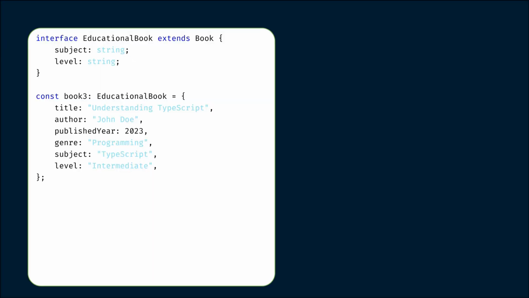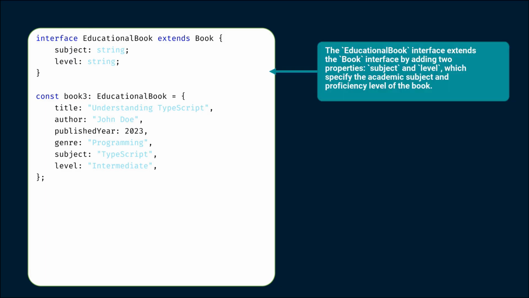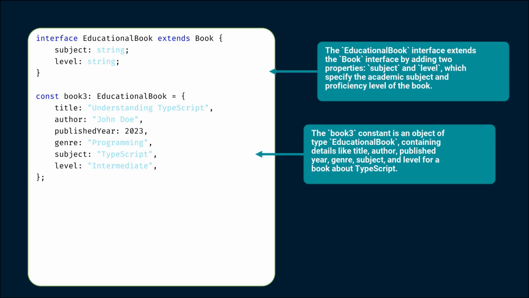Now let's take a look at how we can build upon the Book interface to create a more specialized type of book. We start by defining a new interface called EducationalBook that extends the existing Book interface. This extension allows us to include two additional properties, subject and level, which are specific to educational materials. By extending the base interface, we maintain a clear structure while adding more detailed attributes without complicating our codebase.